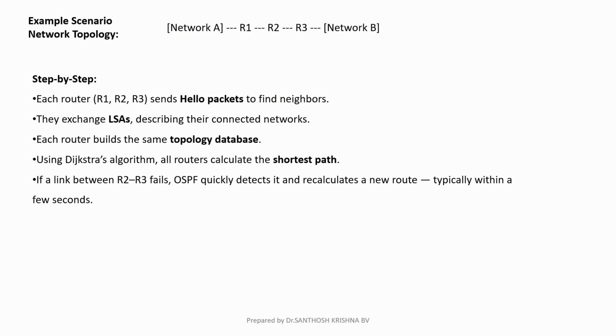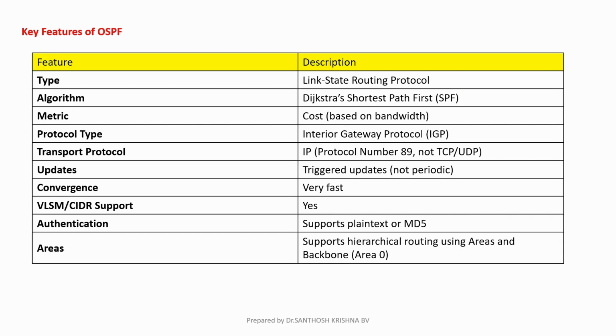Then after that, each router will build its own topology database. Then using the Dijkstra algorithm, they will find the shortest path to reach all the other neighbors. If a link between R1 and R2 or R3 fails, it will quickly calculate an alternate path. Typically within a few seconds, it will find a new path if any path breaks down.